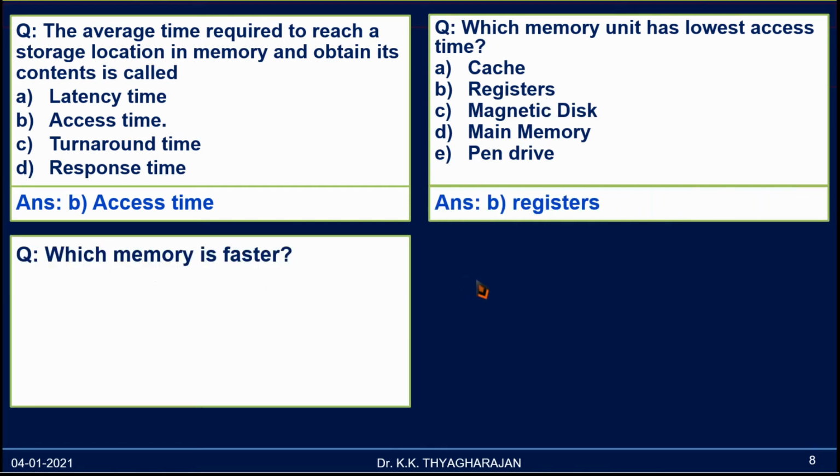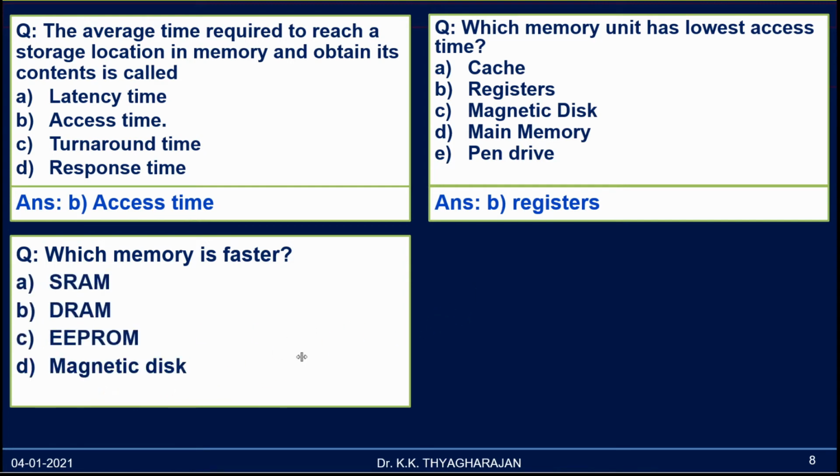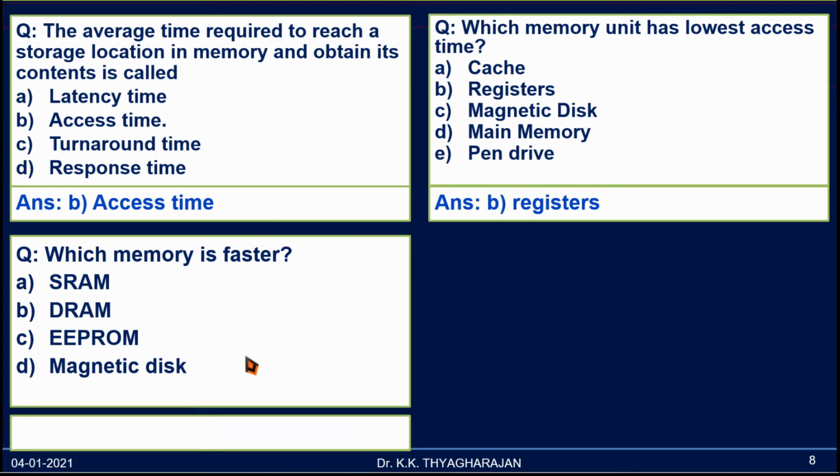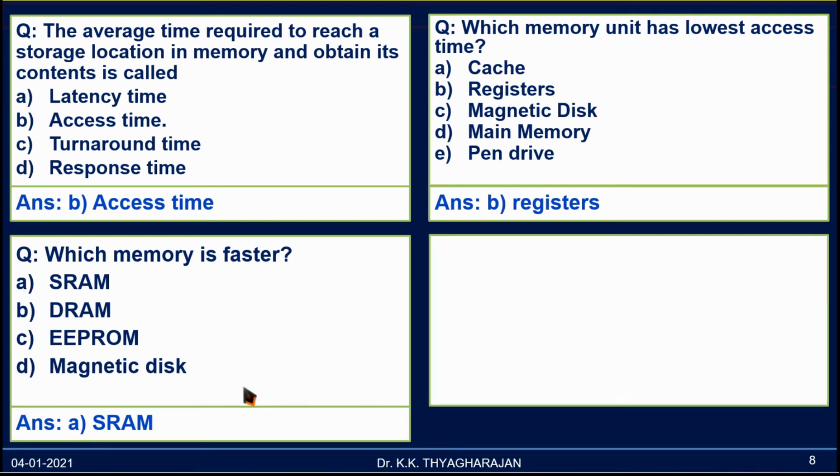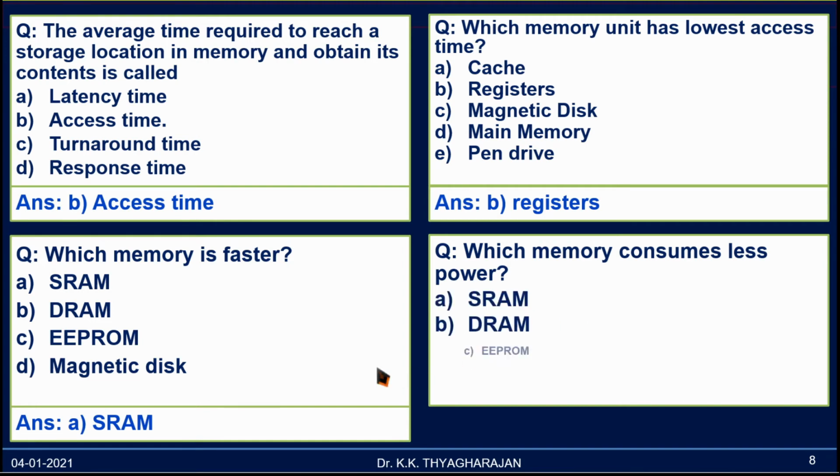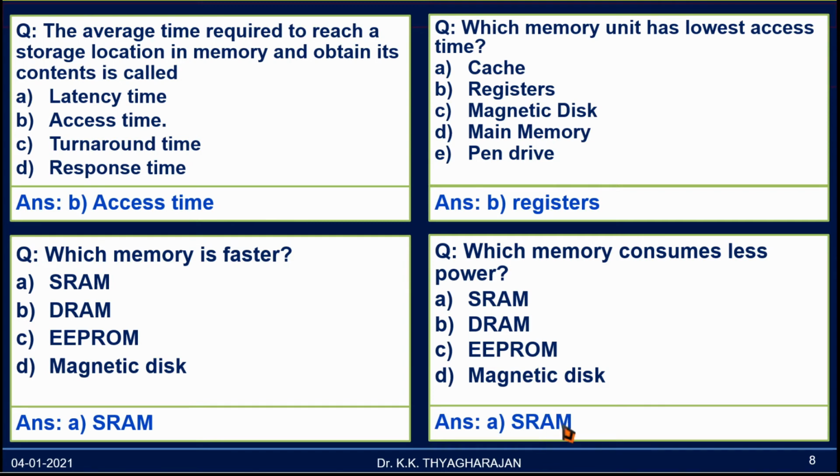Which memory is faster? SRAM, DRAM, EEPROM, magnetic disk. In this case, SRAM is faster, DRAM is slower compared to SRAM, EEPROM is faster compared to DRAM, and magnetic disk is very slow. So SRAM is faster compared to all other memories. So the answer is SRAM. Let us see the next one. Which memory consumes less power? SRAM, DRAM, EEPROM, magnetic disk. Only SRAM consumes less power.